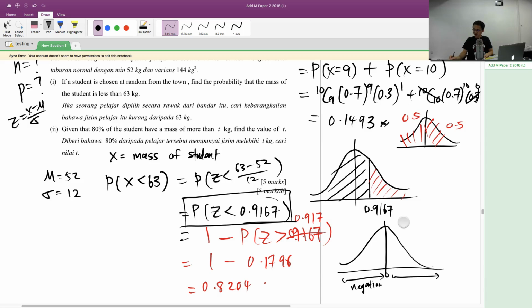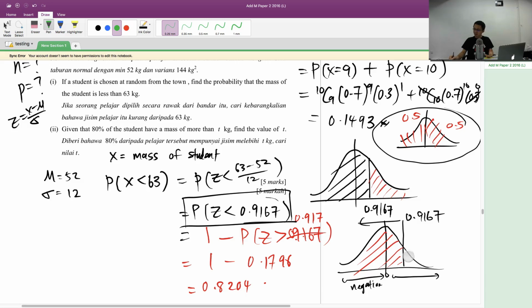In the positive zone, I randomly draw one straight line, and I call this line 0.9167. Less than means going this direction, so I shade the area from this line in that direction. Once you shade more than 0.5, you know you cannot straight away find it from the table. So you have to find a way to solve it. You know the whole bell shape equals 1.